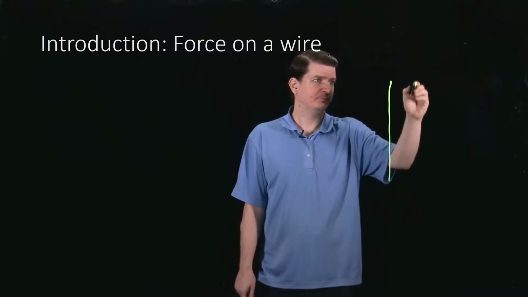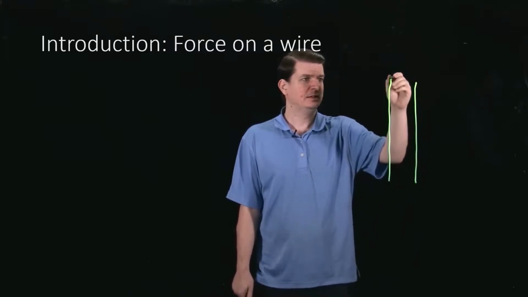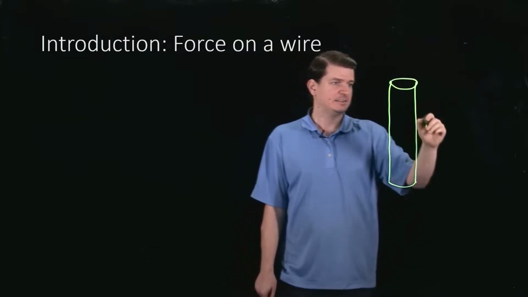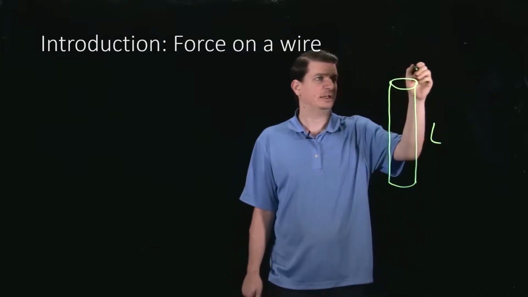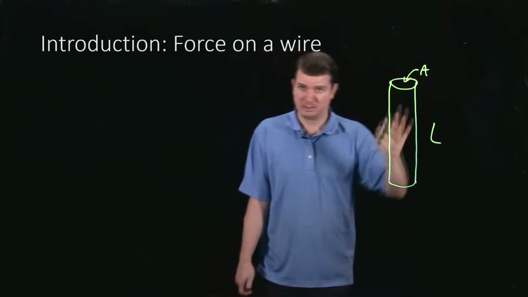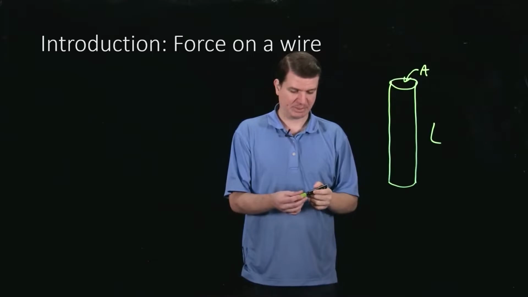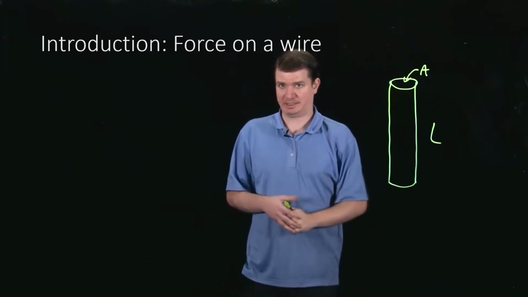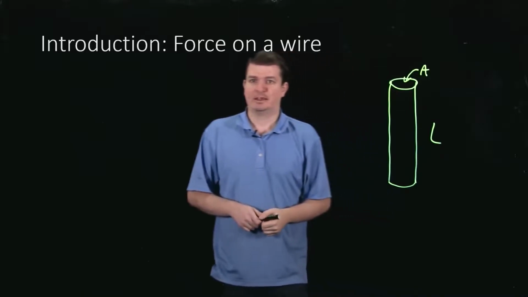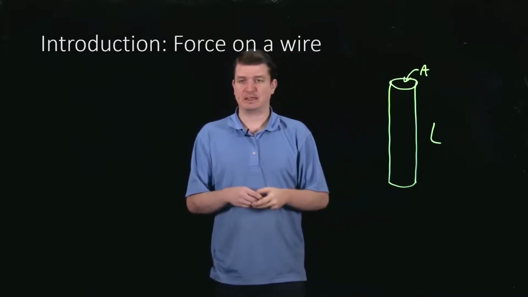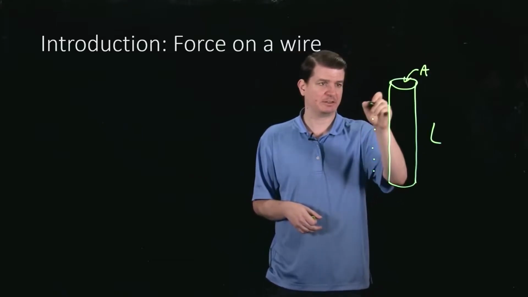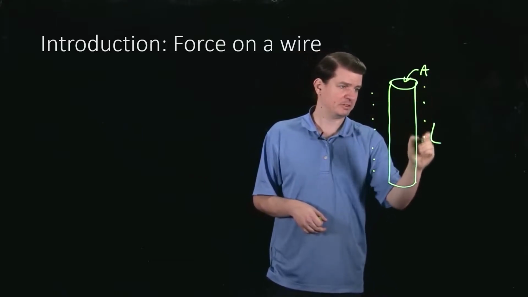We'll have a wire. The wire will be our nice typical cylindrical wire. It has some length L, some area A at the top, pi r squared if we care. It could be a weird shape, but let's just draw it this way. It's just got some area A and some length L. And let's now imagine that we put it in some magnetic field. It doesn't matter what the direction is, but we'll make it coming out of this board everywhere.